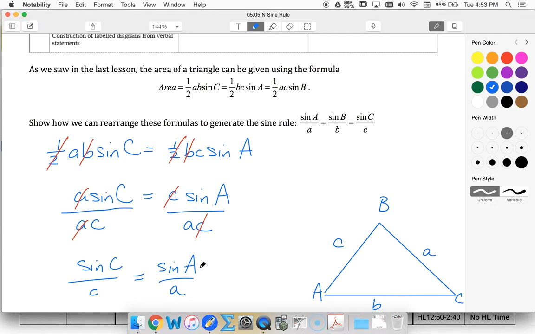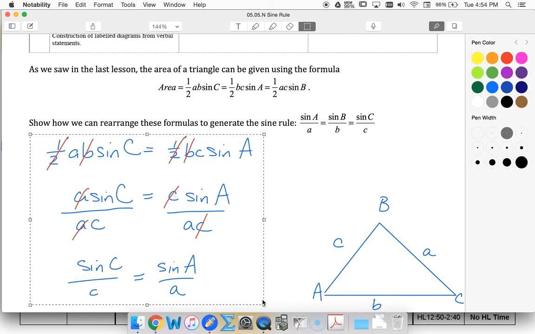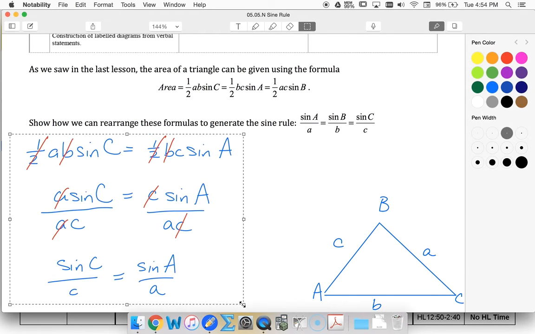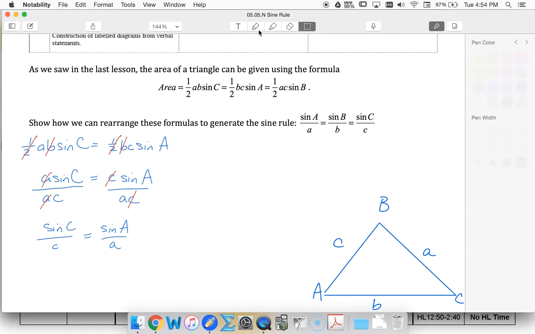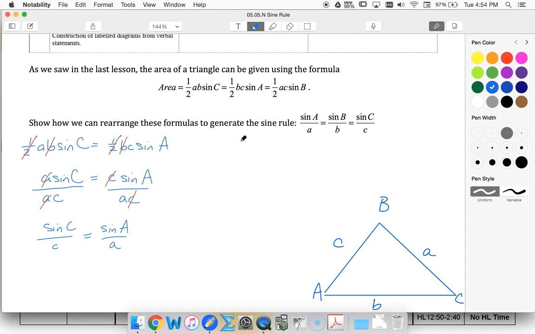I could have done this same process using these two equations. So if I had done that, let me just take this, shrink it down a little bit. All right, so let's repeat that process. I'm going to look at these two equations. So half bc sine A equals half ac sine B. Again, my halves cancel. This time I've got a c in common, so they're going to cancel. That leaves me with b sine A equal to a sine B.